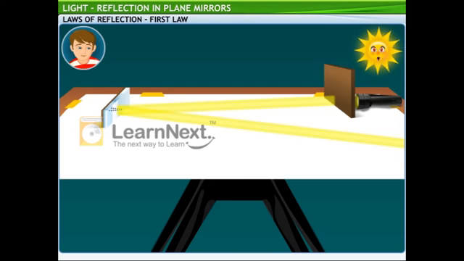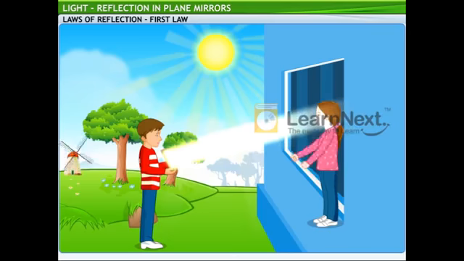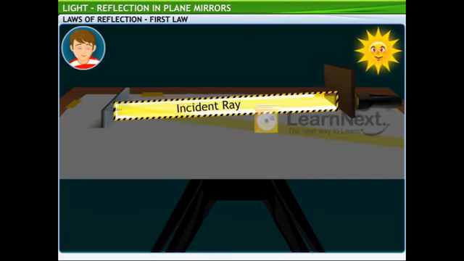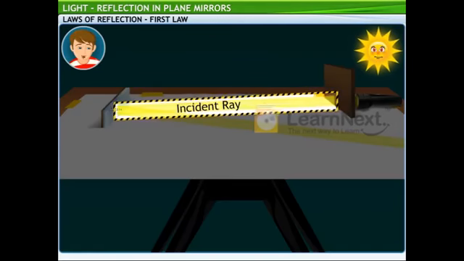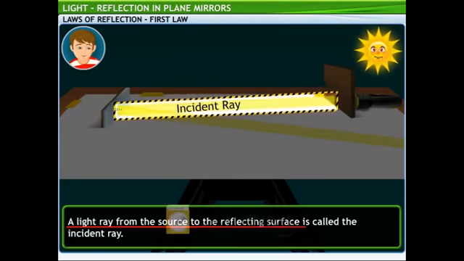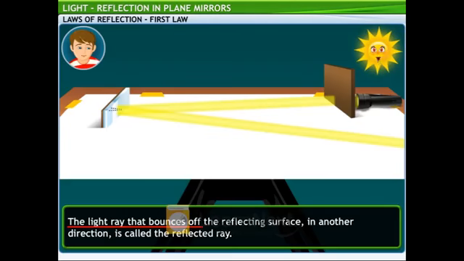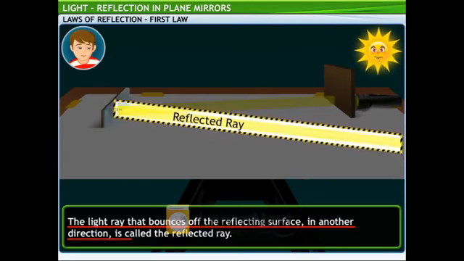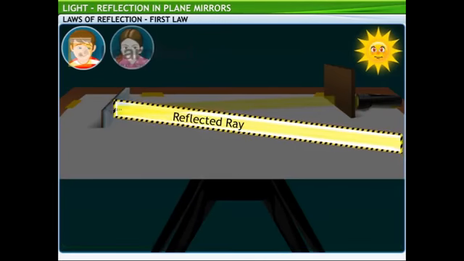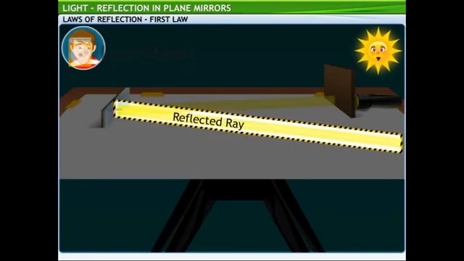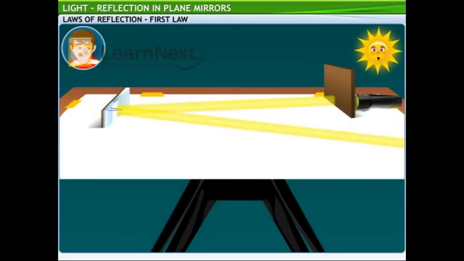So, what do you see? The light ray strikes the mirror and reflects in another direction. Right. Something like what you were doing in your game. The light ray from the source to the reflecting surface is called the incident ray. So in this case, the light ray from the torch hitting the mirror is the incident ray. That's right. The light ray that bounces off the reflecting surface in another direction is called the reflected ray. Are you referring to the ray that is reflected back from the mirror? Exactly. Let's continue with our activity.